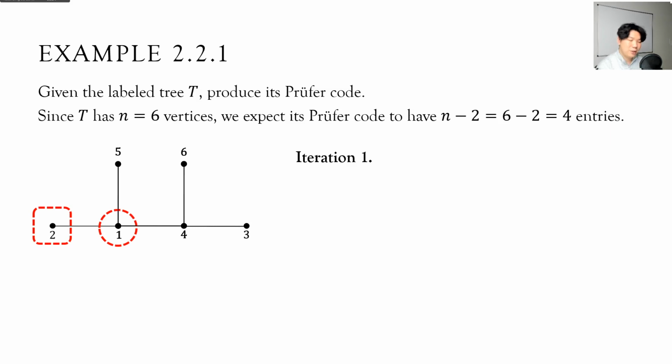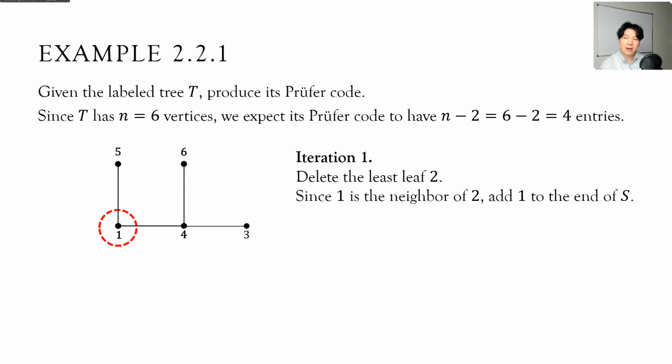Our algorithm states that we should delete the least leaf, in this case 2, so I'm going to do that right now. Then looking at its neighbor, I will add its neighbor to my Prüfer code. Since 1 is the neighbor of 2, I add 1 to the end of my code. Thus, the first part of my Prüfer code starts with a 1. Now I'm just going to rinse and repeat this process over and over again until I have a Prüfer code with 4 entries.